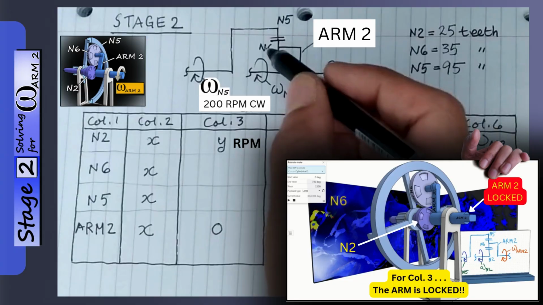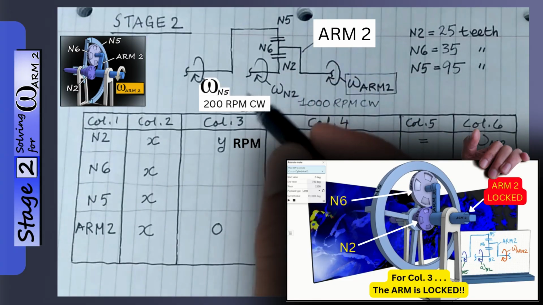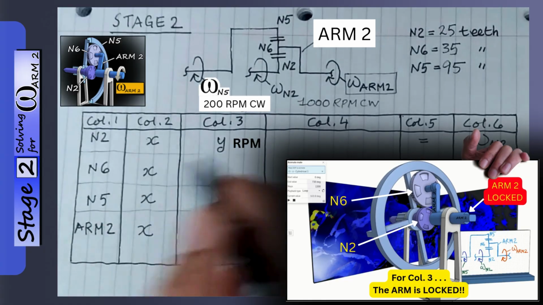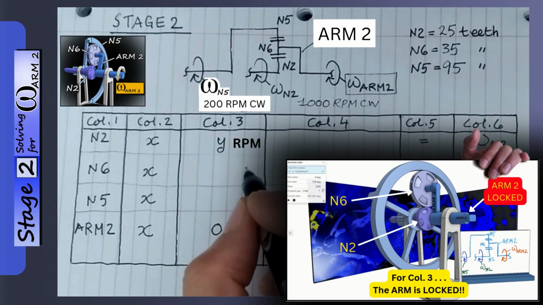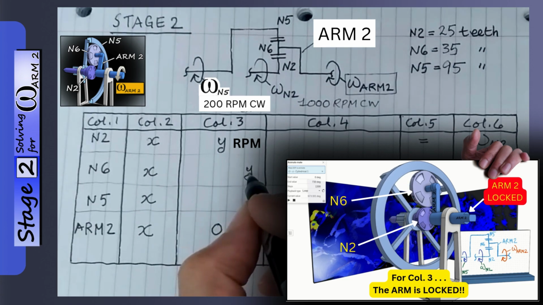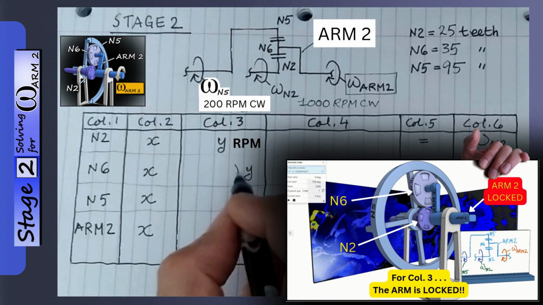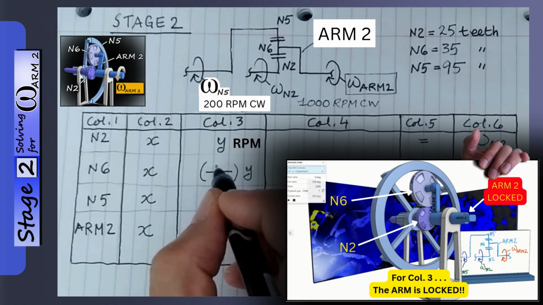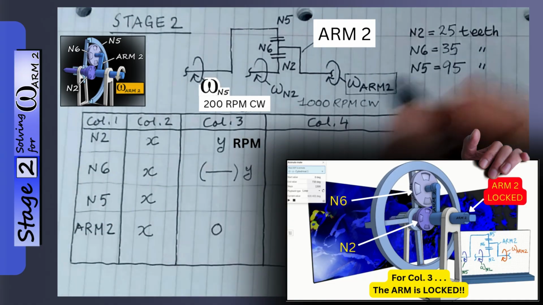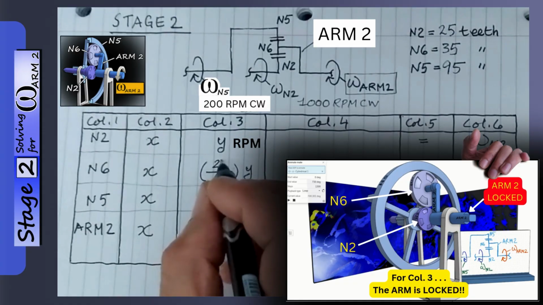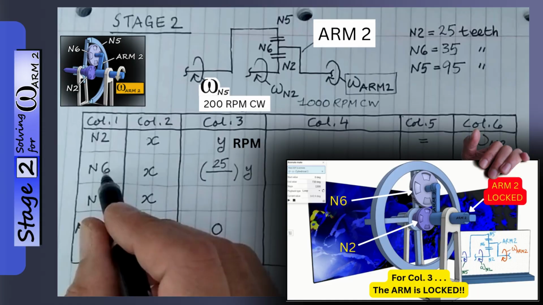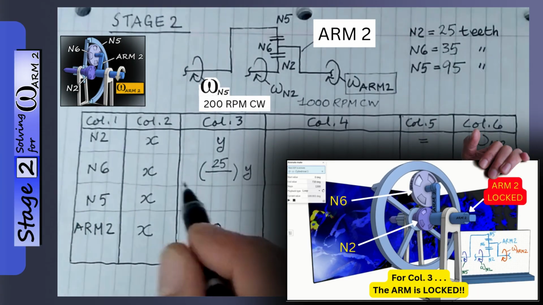Now N6 is driven by N2. If N2 drives at y RPM, N6 rotational speed will be, we take the rotational speed of N2 and multiply it with a fraction. Numerator will be the number of teeth of N2. N2 is 25. Denominator will be the number of teeth on N6. N6 is 35 teeth.